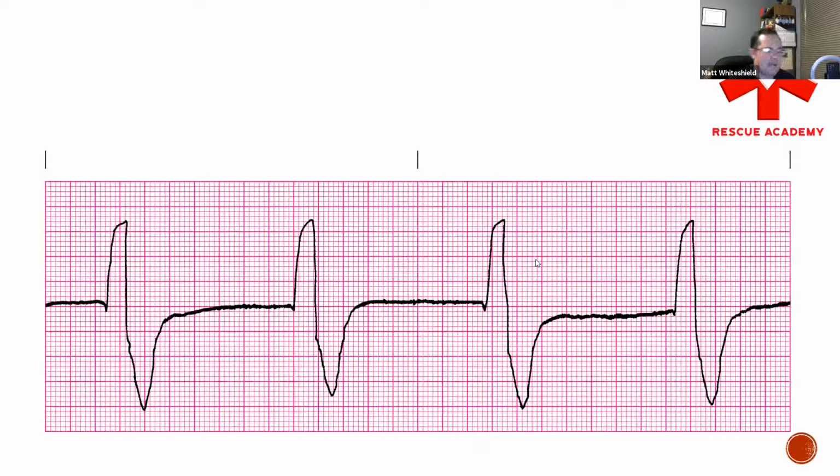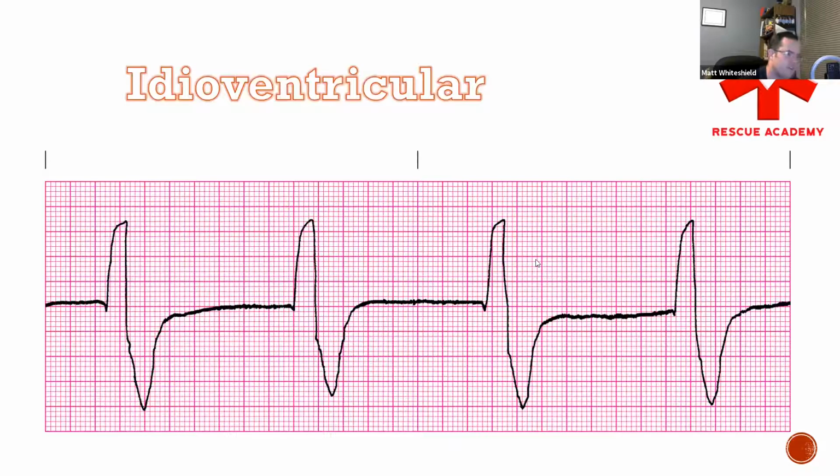All right, we have a rate of 40 with no P waves, wide and bizarre QRS complexes. What do we got? No, remember it's wide. Remember, if it's junctional, that means it would be a narrow QRS complex. The fact that it's wide makes it ventricular. It's at a rate of 40, which makes it idioventricular. Good.